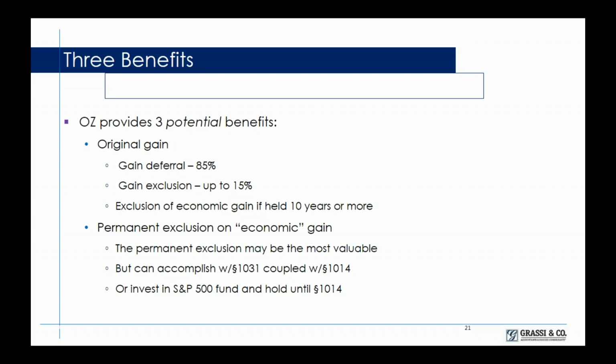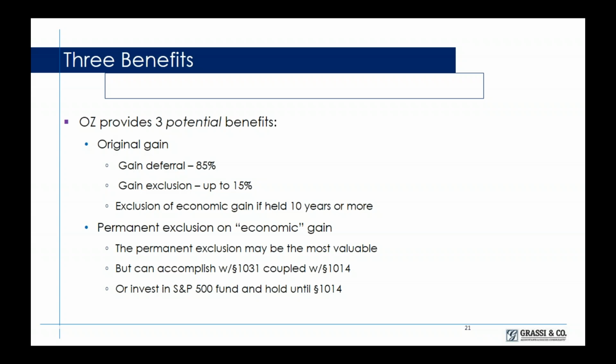Number 2, depending on how long I hold the new investment, I can exclude up to either 10% or 15% of that gain. So if I hold that new investment for 5 years, I can exclude 10%. If I hold it another 2 for a total of 7, I can exclude another 5% for a total of 15%.